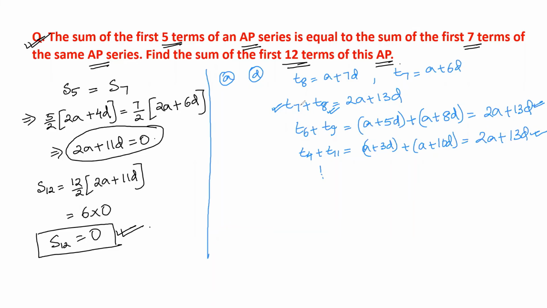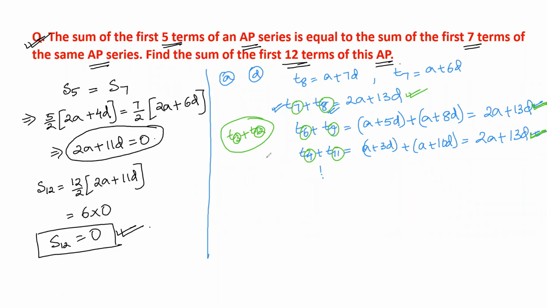So what we can notice here is that the summation of 2 terms of this AP series can be replaced by the other 2 terms of this AP series where the summation of the term numbers is the same. For example, in this case, 7 plus 8 is 15, and this is giving us 2a plus 13d. So this can be replaced by 6 plus 9, whose summation is also 15, and this is also giving us 2a plus 13d. In a similar way, this can also be replaced by T4 plus T11, as the summation of 4 plus 11 is 15, and this is also giving us 2a plus 13d, and so on. So this T7 plus T8 or T6 plus T9 or T4 plus T11 can also be written as T3 plus T12, as here also the summation would be 15.